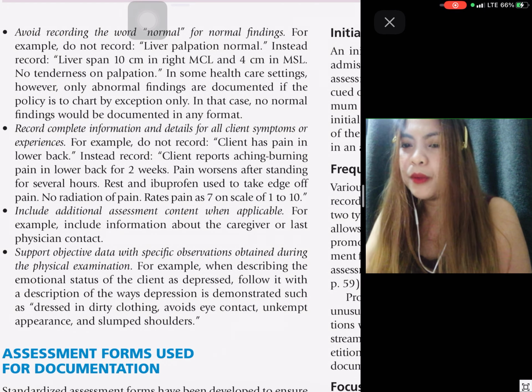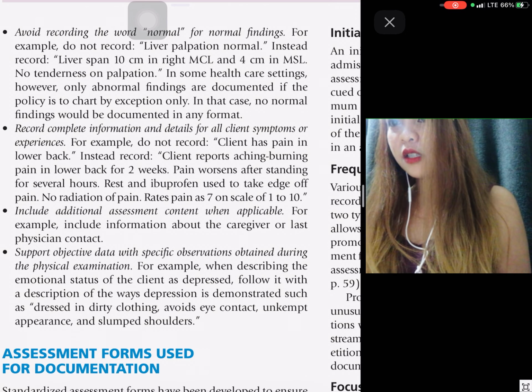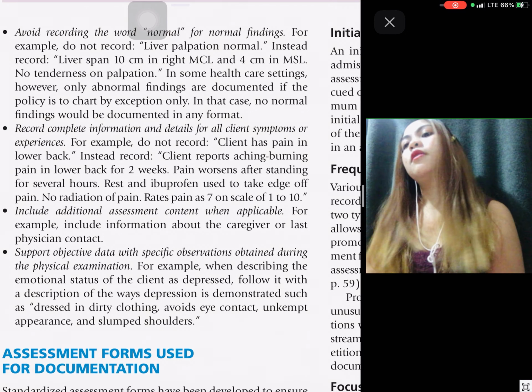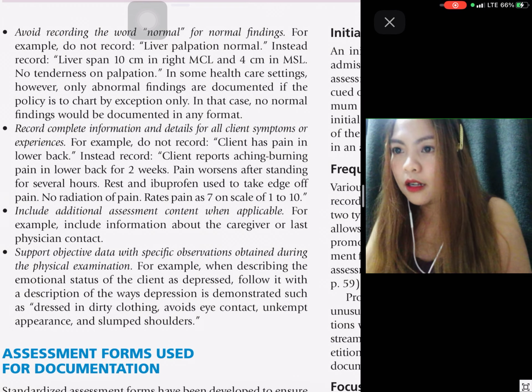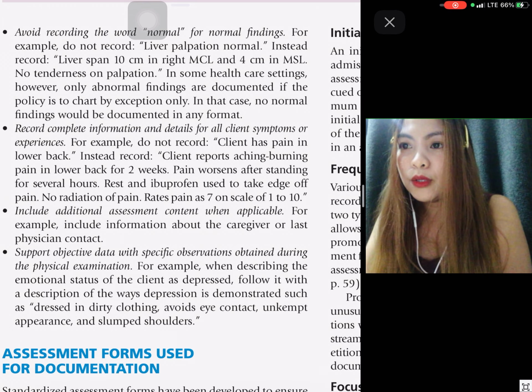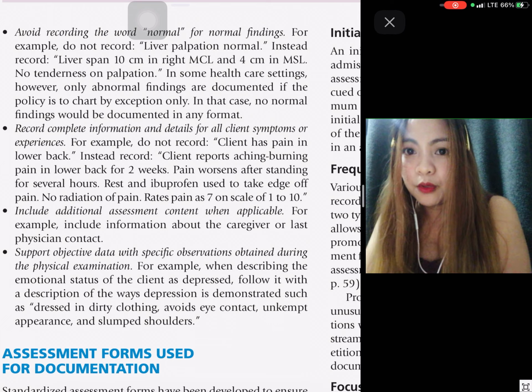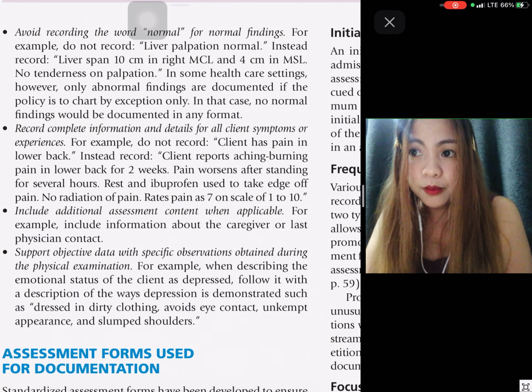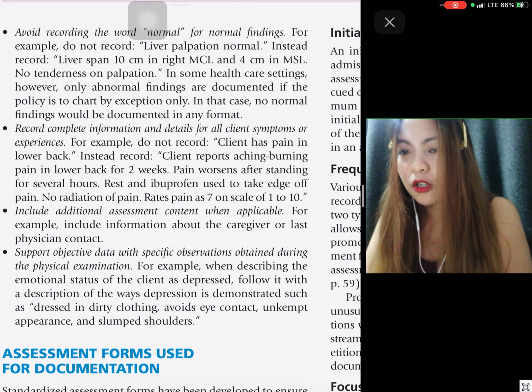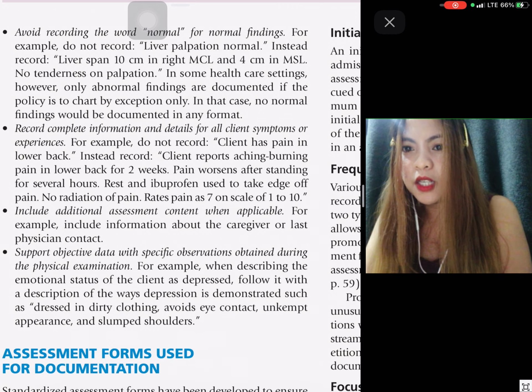Include additional assessment content when applicable. For example, include information about the caregiver or last physician contact. Support objective data with specific observations obtained during the physical examination. For example, when describing the emotional status of the client as depressed, follow it with a description of the ways depression is demonstrated, such as dressed in dirty clothing, avoids eye contact, unkempt appearance, and slumped shoulders.